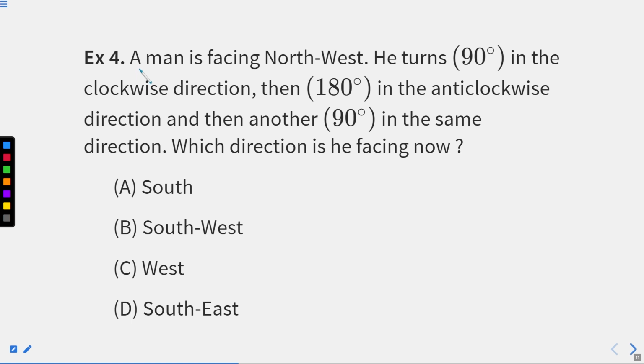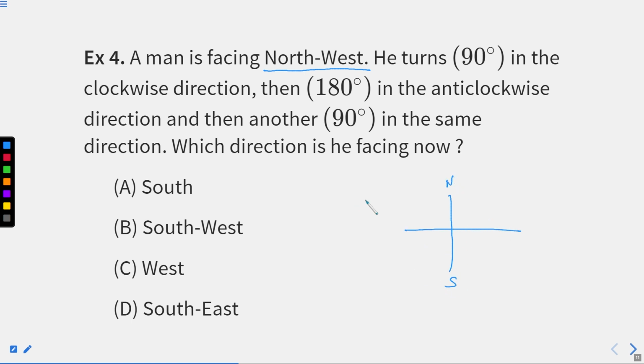Here, you can see that a man is facing northwest. Where is he facing? In the northwest direction. Okay, later I'll show you a diagram there, and I'll explain each and everything. He is facing in the northwest direction. He turns 90 degrees in the clockwise direction. Okay, I'll explain now. This is a plus.